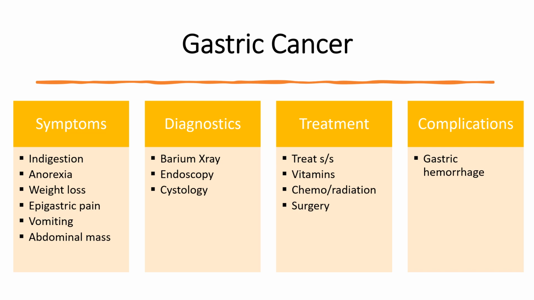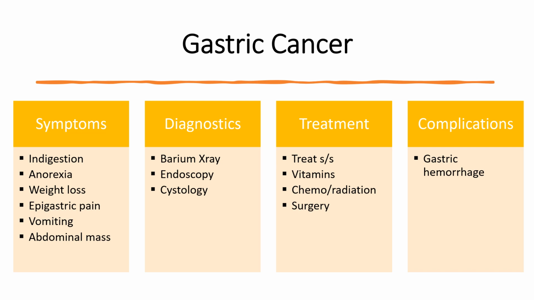While the disease progresses, the patients can be anorexic. An abdominal mass can be palpable. They might have massive hematemesis or melena, black tarry stools with foul odor. This is from degradation of blood in the small intestines and colon. It's uncommon. Diagnostics include a barium X-ray, endoscopy, cytology.